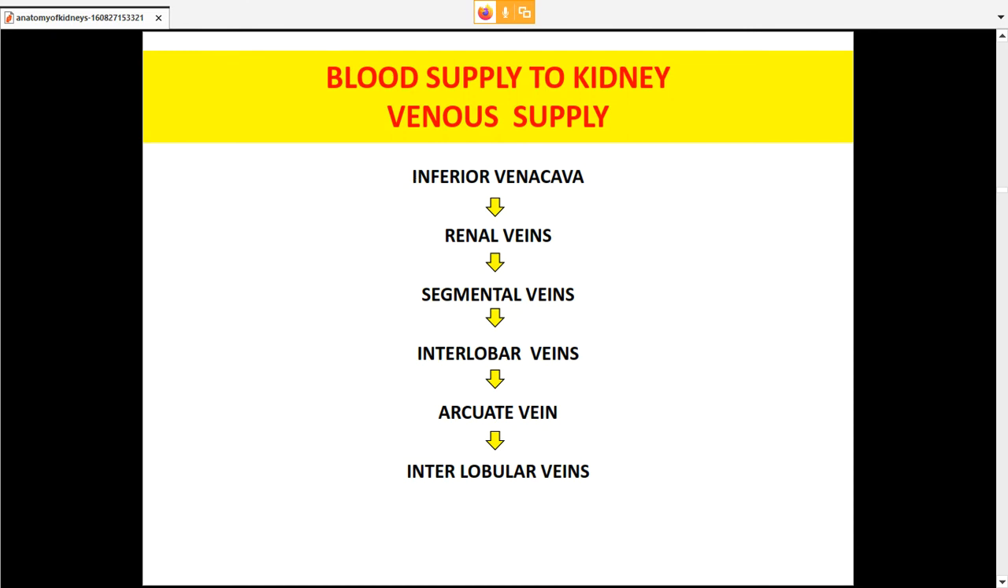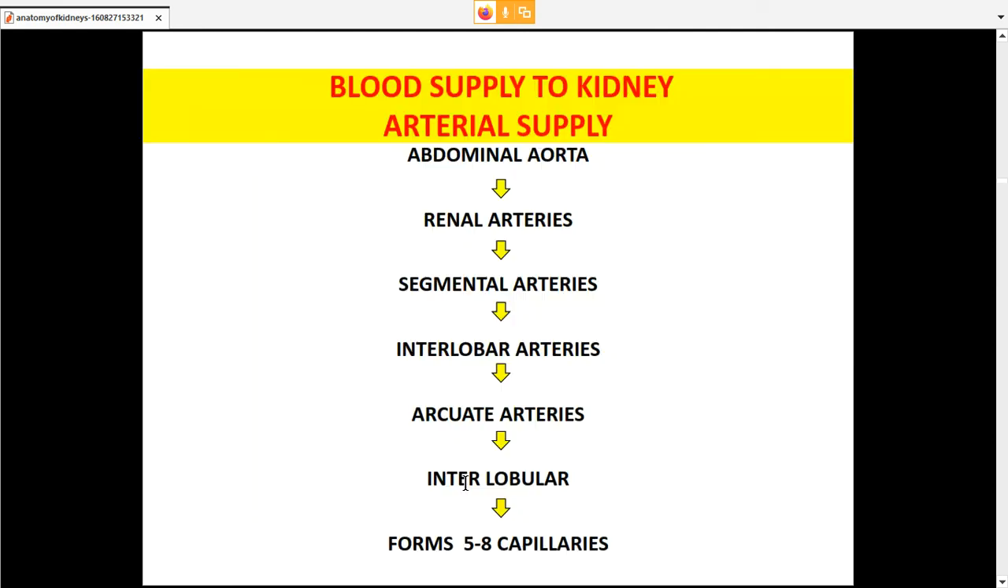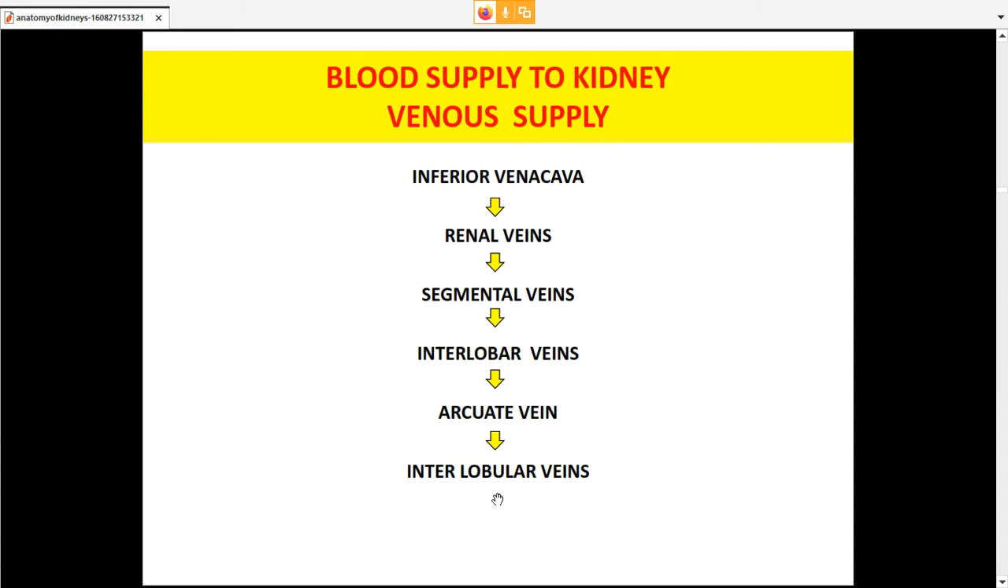From the kidney, the deoxygenated blood enters the interlobular veins, then arcuate veins, then interlobar, segmental, then renal, and then drains into the inferior vena cava. Perhaps the arrows in the figure are projecting downward, but it is totally opposite. From the interlobular arteries, then capillaries. From that, the venous blood enters the interlobular veins, then arcuate vein, then interlobar, segmental, renal, and then inferior vena cava.